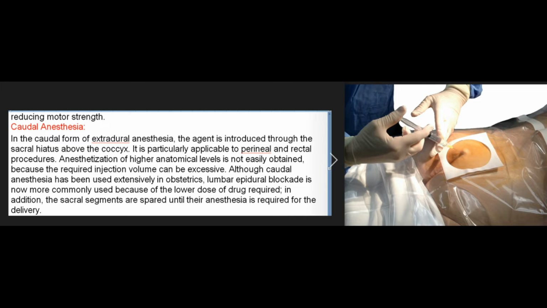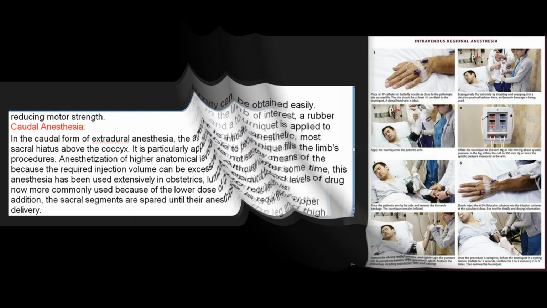Caudal anesthesia. In the caudal form of extradural anesthesia, the agent is introduced through the sacral hiatus above the coccyx. It is particularly applicable to perineal and rectal procedures. Anesthetization of higher anatomical levels is not easily obtained, because the required injection volume can be excessive. Although caudal anesthesia has been used extensively in obstetrics, lumbar epidural blockade is now more commonly used because of the lower dose of drug required. In addition, the sacral segments are spared until their anesthesia is required for the delivery.